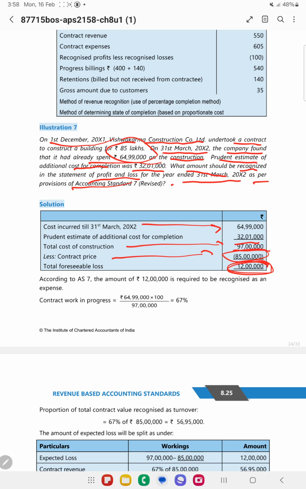Now what is the proportion of the contract which is completed? That is 64 lakh 99,000 divided by the total cost, that is the estimated cost plus the actual cost incurred till date, that is 67%. 67% is the proportion of the contract that is completed. Next we have 85 lakhs. On that I need to recognize 67%. So I will get 56 lakh 95,000.